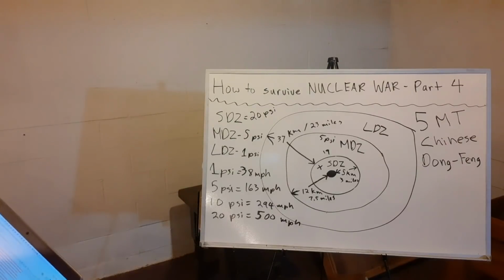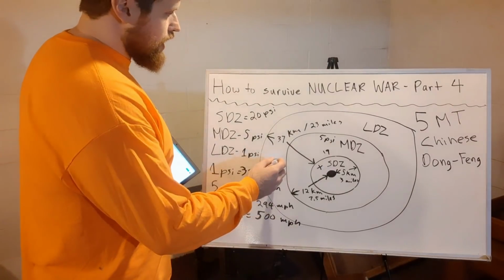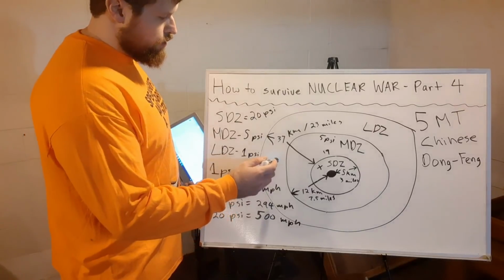In the light damage zone, which again is 1 psi up to 5 psi, so between 38 miles per hour and 163 miles per hour, most windows will break with enough force to cause injuries from flying glass and debris. Damage in this area will vary as shock waves rebound off of buildings, terrain, and the atmosphere. Beyond the light damage zone, windows facing the blast may be broken for many more miles, but there will be significantly fewer injuries.